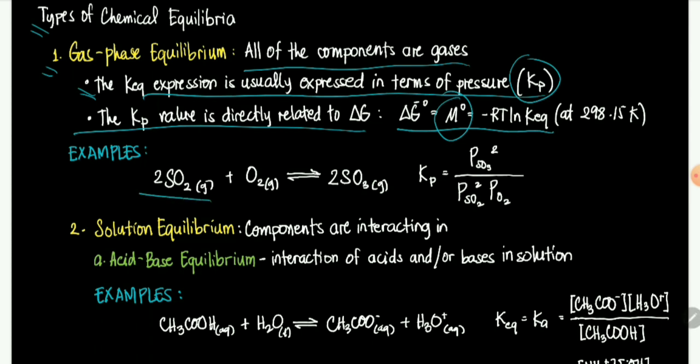So, for example, we have 2SO2 na gas plus the oxygen gas produces 2 moles of SO3 gas. So, Kp for this reaction is the pressure of SO3 squared over the square of the pressure of SO2 times the pressure of oxygen. So, lahat sila gases, so lahat sila included dun sa ating KEQ expression.